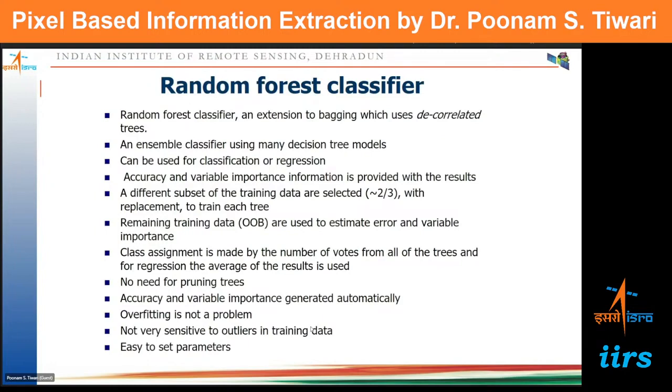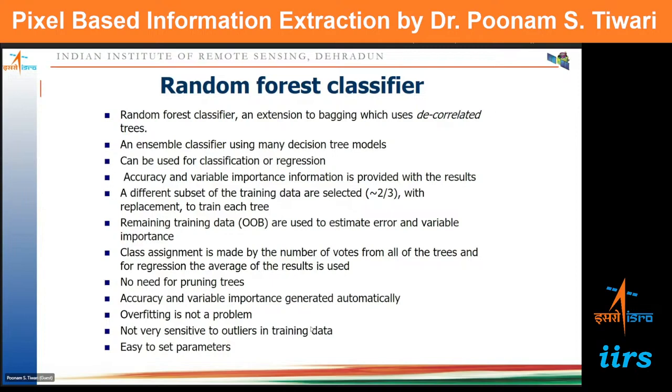So the random forest classifier is an extension, a type of knowledge-based classifier. Now you can see we have created a tree-like structure in decision knowledge-based systems. In the random forest classifier, instead of having one single tree, you have multiple trees. So it is an ensemble classifier, that means a combination of different classifiers which uses multiple decision tree models.